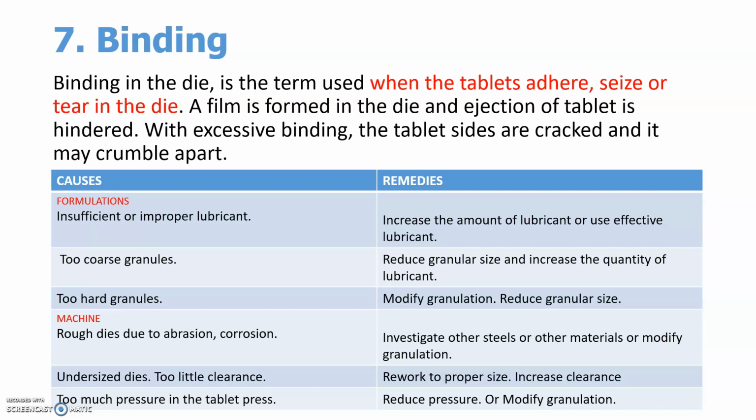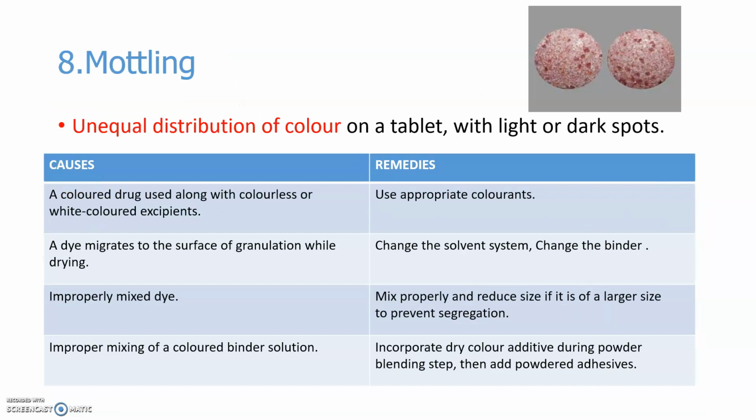So increase the amount of lubricant, reduce granule size, modify granulation, investigate the other, rework the proper size and reduce the pressure. So mottling is another defect that is related to the formulation, that is unequal distribution of color on tablets with light and dark spots or unequal distribution of color if color is used. So it is improperly distributed, the tablet can be easily observed, and we can see the different colors, concentration of colors in the granules, sorry, tablets.